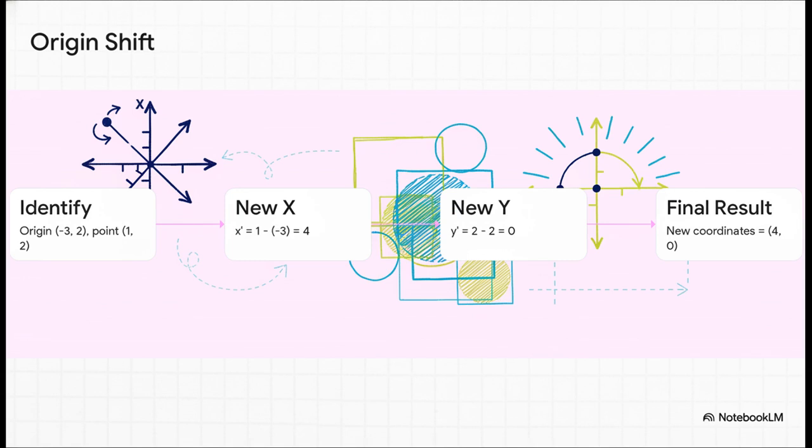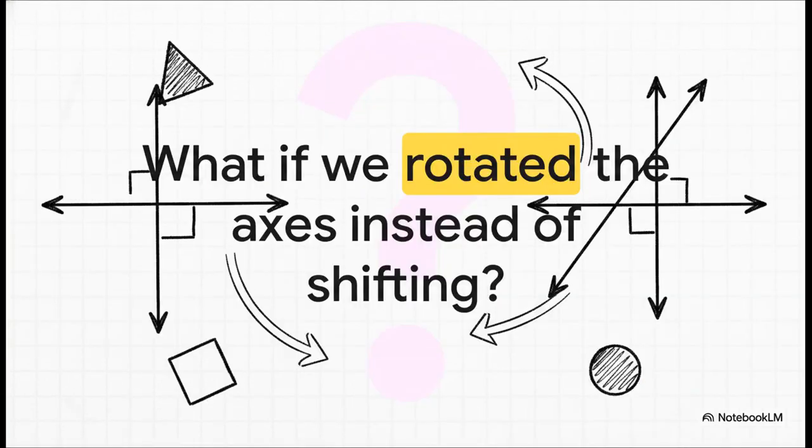Then, for y prime, we take our original y, 2, and subtract our new origin k, which is 2. 2 minus 2 is 0. So relative to our brand new origin, our point is now located at (4, 0). Super easy math, but a really huge conceptual shift. All right, you are now fully armed with the formulas and concepts you need for your geometry exam. We've navigated the grid, found distances, calculated areas, mastered slopes, and even literally picked up and moved the origin itself.